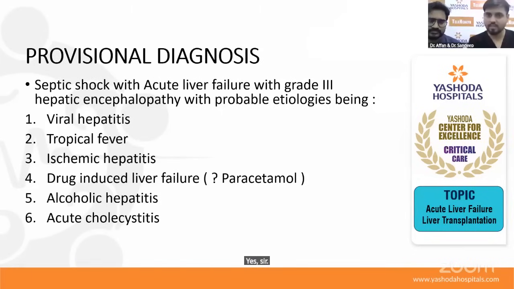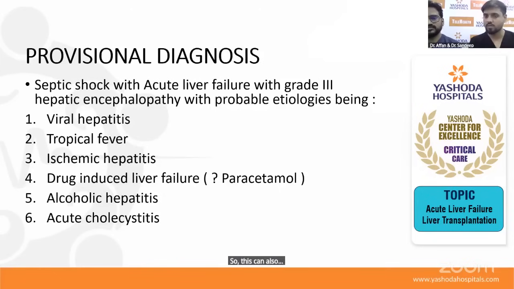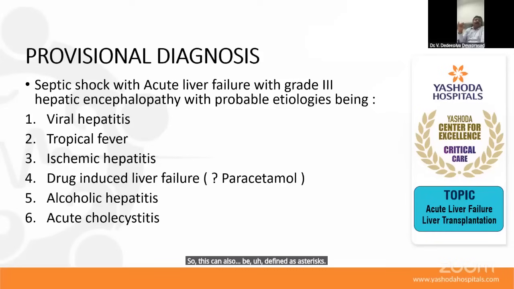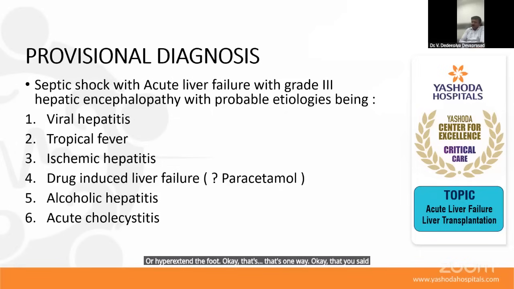Sir, asterixis can also be demonstrated by hip flexion, sir. There will be outward movement of the legs in this patient, because the patient is not conscious enough to extend his hands in front of his body. What we can do is flex the legs and look for hips moving apart. So this can also be defined as asterixis. Or hyperextend the foot. Yes. Okay, that's one way.